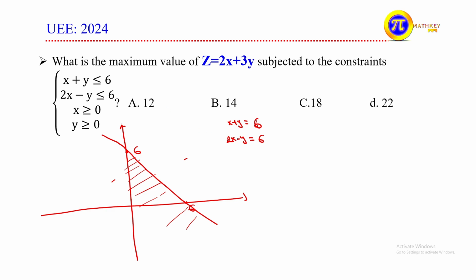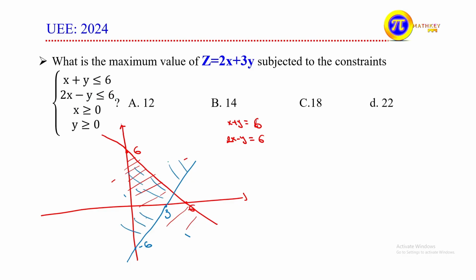Next one, that means 2x minus y. When we take the x intercept, that means make y 0, the value of x is 3. For the y intercept, x 0 scenario, the value of y is negative 6. Now the line which passes through these points cuts the plane into two half planes. Let's take the testing point at 0, 0: 0 minus 0 is less than or equal to 6. Yes, the region is on this side.